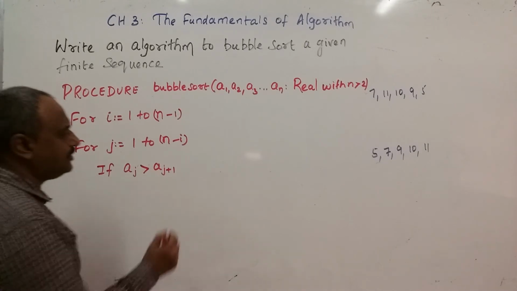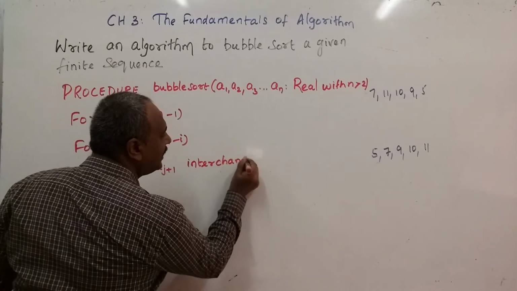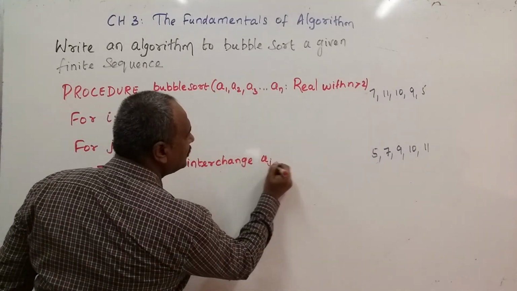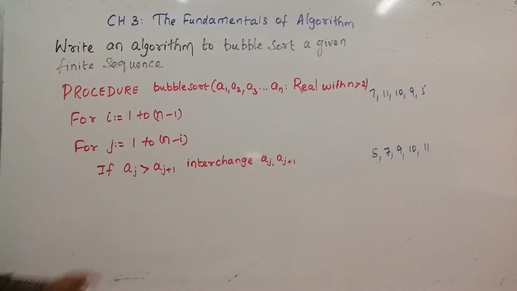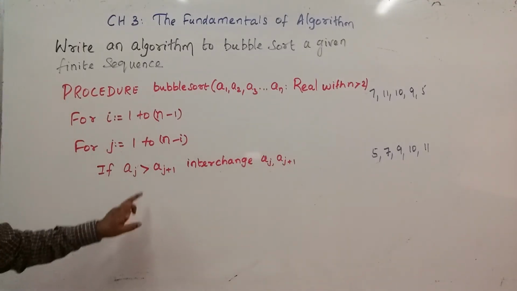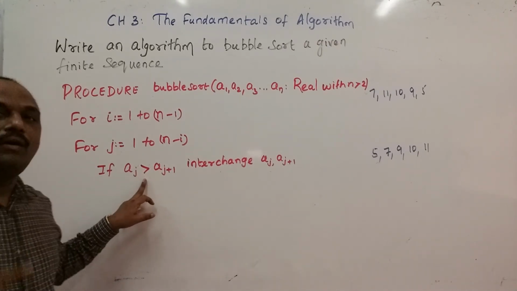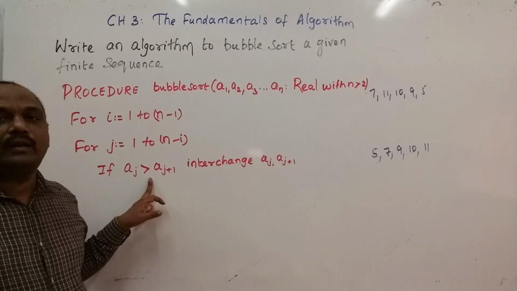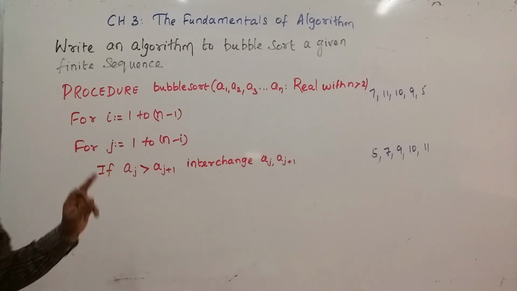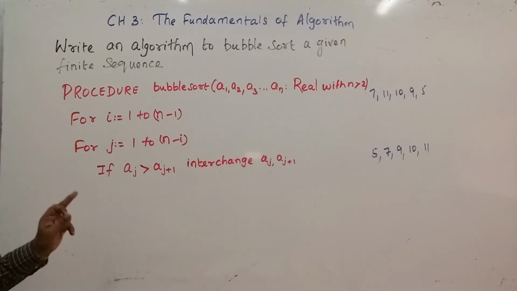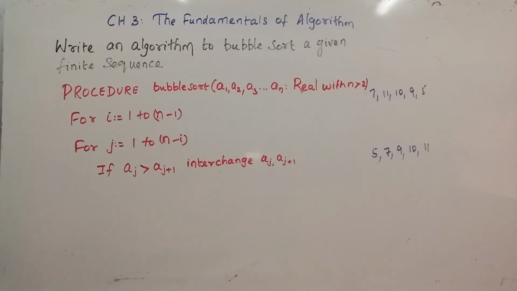If aj is greater than aj plus 1, then I am going to interchange aj and aj plus 1. Here, please note, this symbol, less than or greater than, depends on whether you want ascending order or descending order, whether you are going to write the numbers in ascending order or arrange them in descending order.